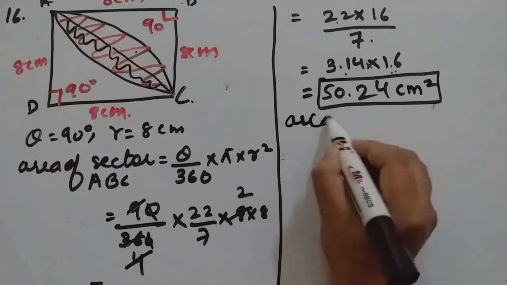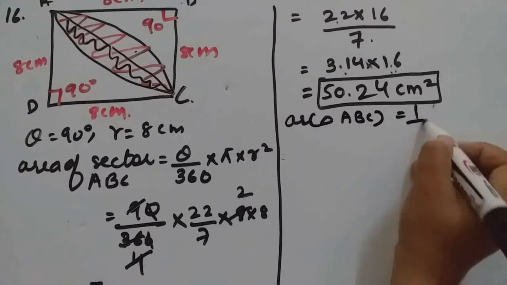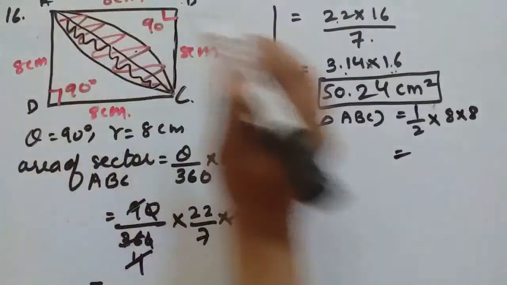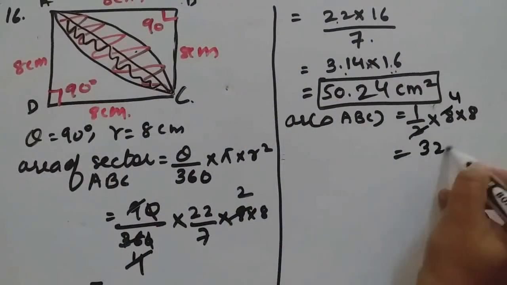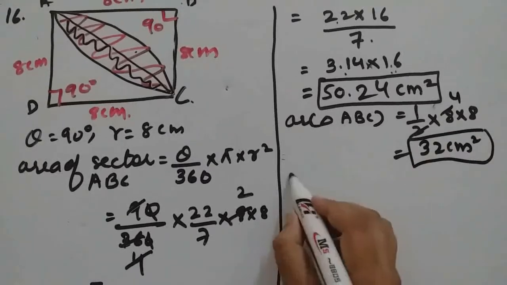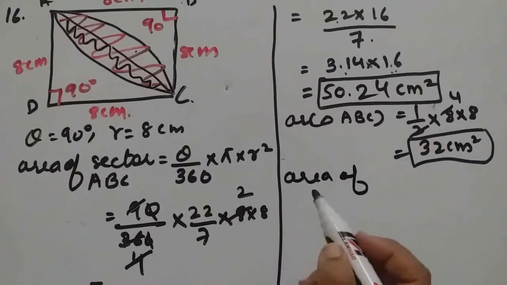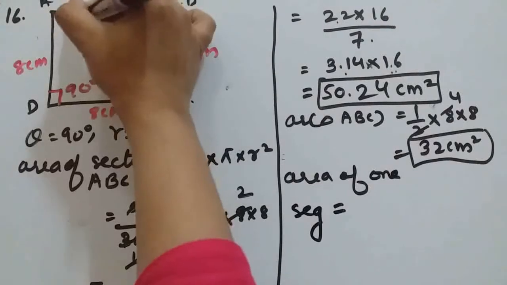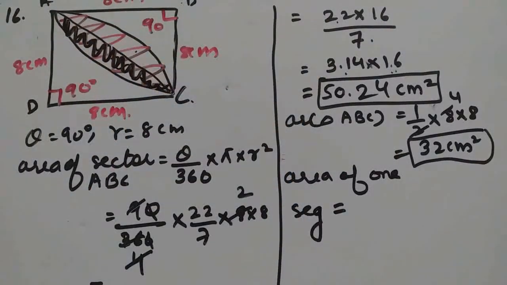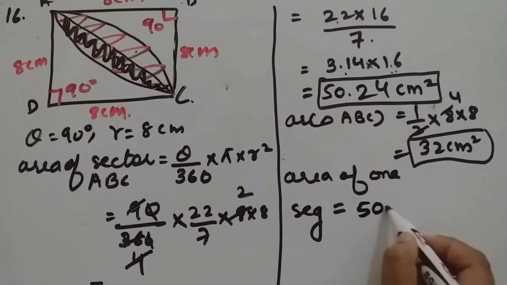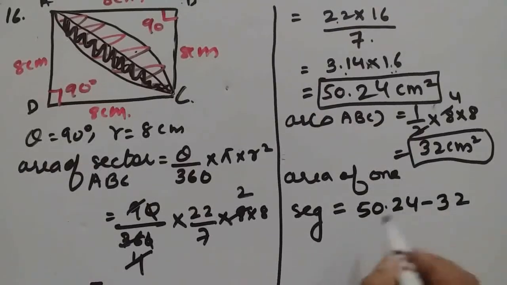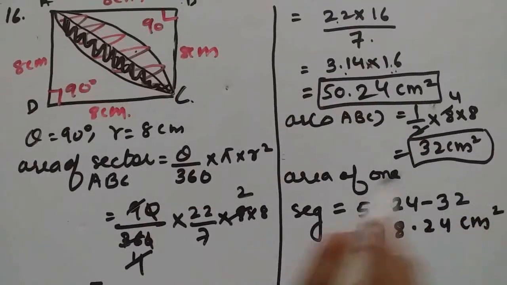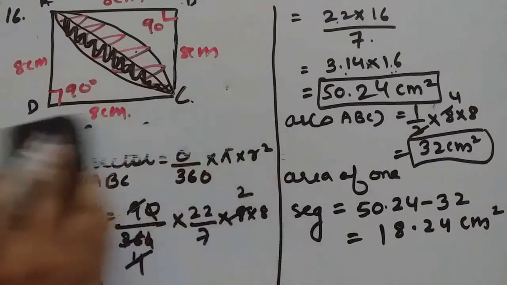Area of triangle ABC will be half into base into height, that is 8 into 8, isn't it? This base and height are same, so 2 4s are 8, 32 centimeter square. So area of one segment, this area of one segment we can write 50.24 minus 32, that is 18.24 centimeter square.